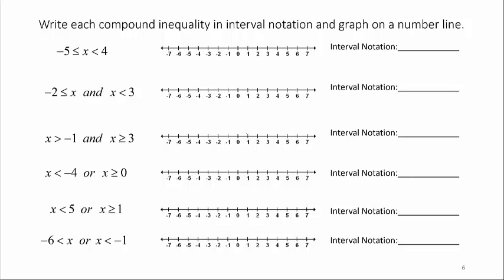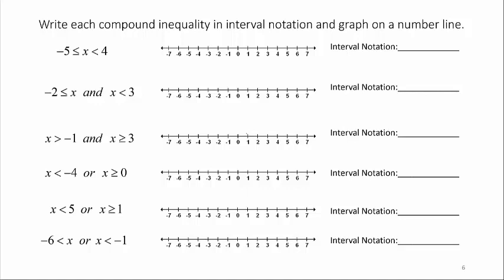Here, we're going to write each compound inequality in interval notation and graph it on a number line. Graphing on the number line will help facilitate the process of writing the compound inequality in interval notation. So in this first example, -5 is less than or equal to x, and x is less than 4.